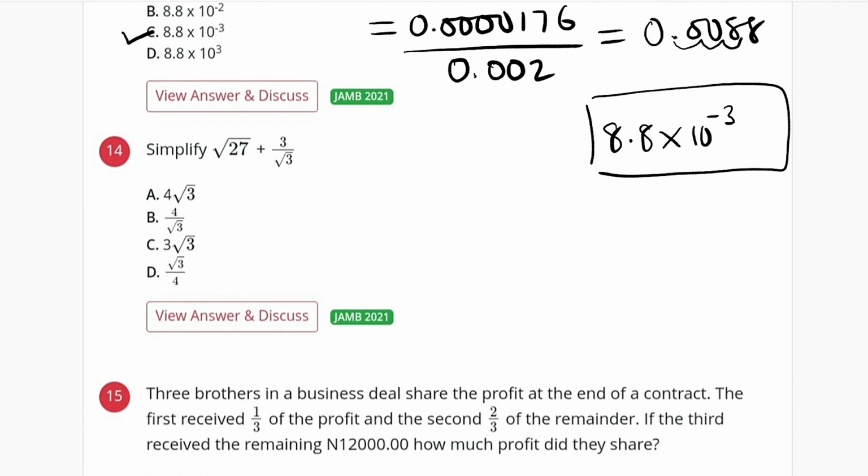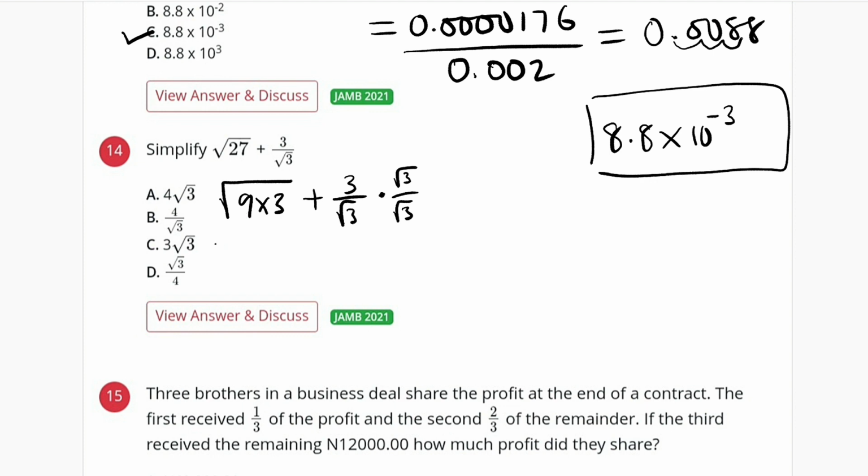Question number 14. We are asked to simplify this: square root of 27 plus 3 divided by root 3. Square root of 27 is the same thing as square root of 9 times 3, right? Then we have plus 3 divided by root 3. But 3 divided by root 3 can be rationalized by multiplying the top and the bottom by root 3. It's the same thing because root 3 divided by root 3 is 1.